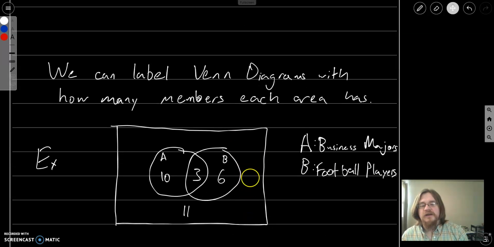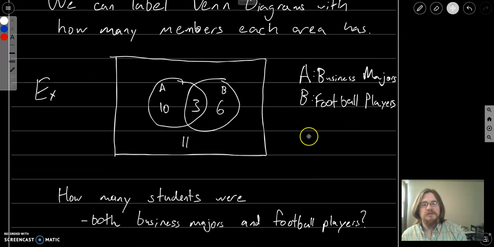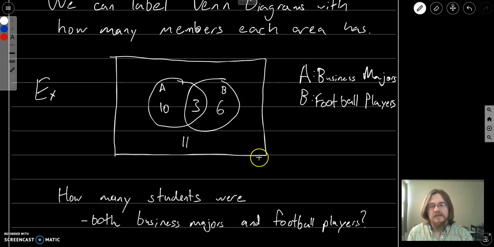So if I look at an example here, this Venn diagram is going to come from a class at MSU Northern, and what I've done is I've labeled, okay, so there are a few business majors in this class, and there were a few football players in this class, and I've tried to label each area in here.